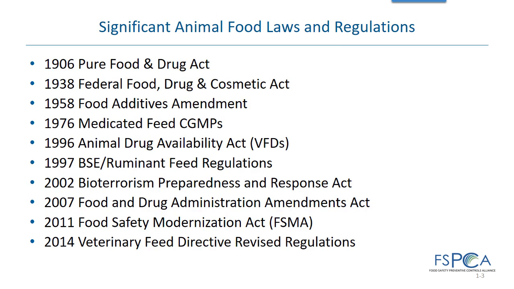So to get us started here, here's a list of some of the most significant laws regarding animal food safety that have been developed over the years. The first one came about in 1906. That was the Pure Food and Drug Act. Now this was mostly like a labeling regulation to ensure that products, including food and medicine, had any potentially dangerous ingredients identified on the label.